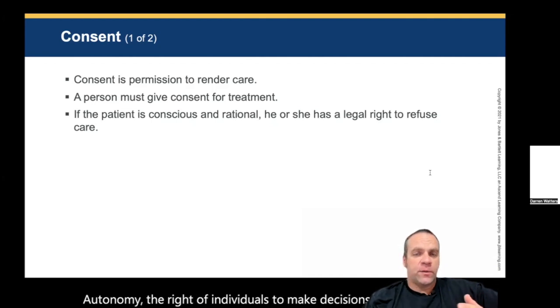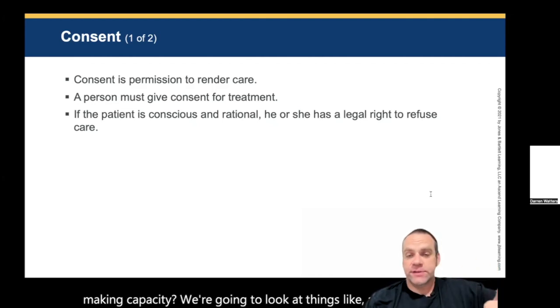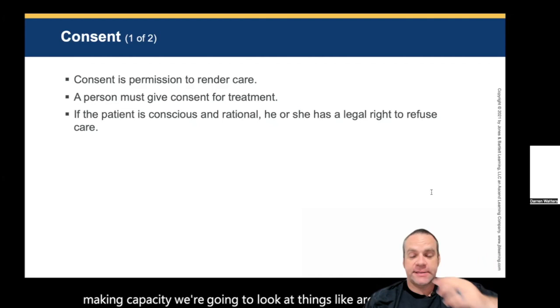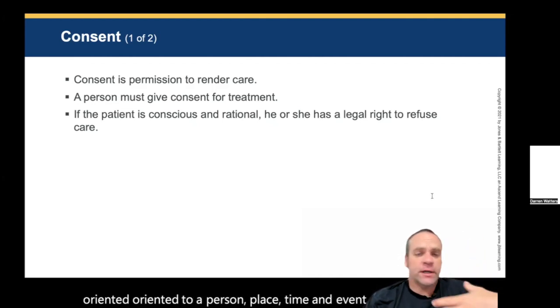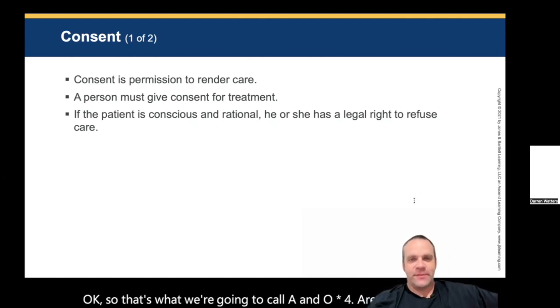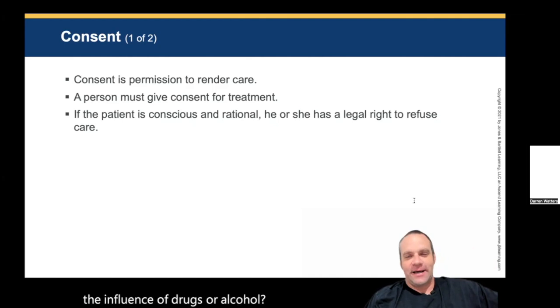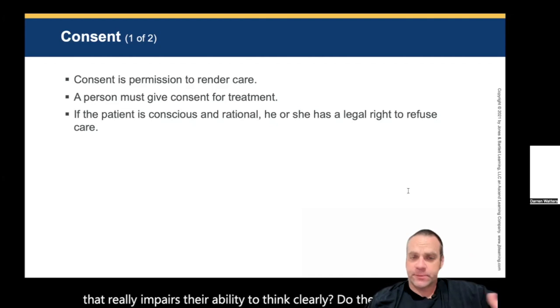So, how do we know if someone has decision-making capacity? We're going to look at things like: are they oriented to person, place, time, and event or reason? That's what we're going to call A&O times four. Are they under the influence of drugs or alcohol? Do they have a head injury or a medical condition that impairs their ability to think clearly? Do they understand what you're saying and ask appropriate questions in response?